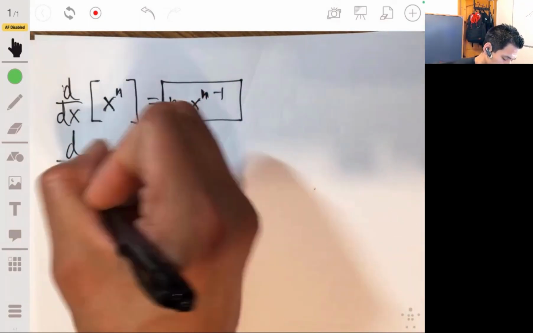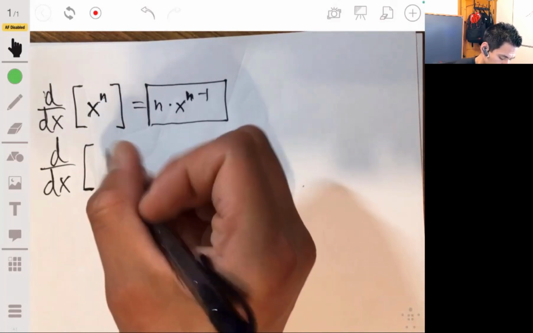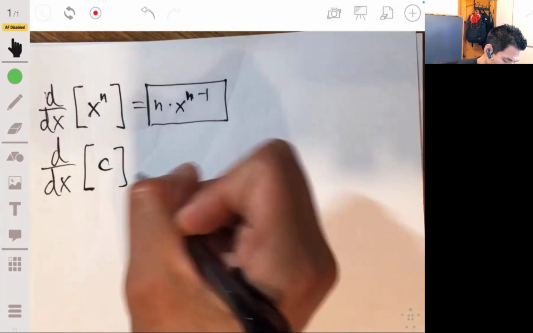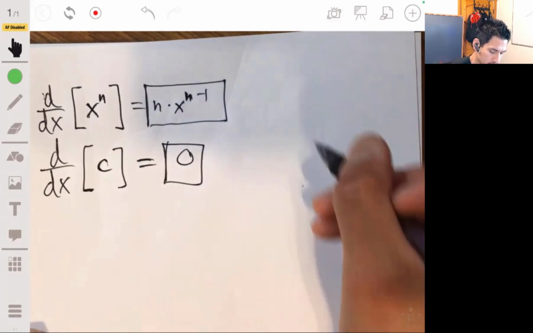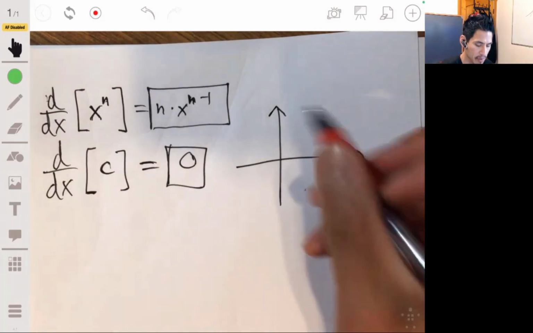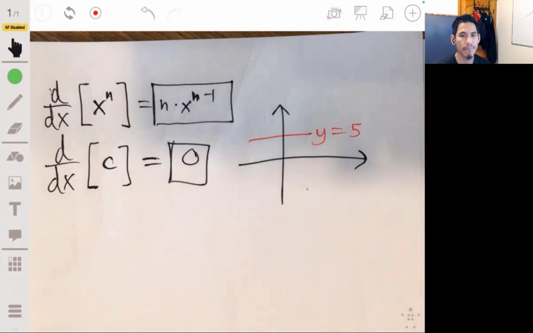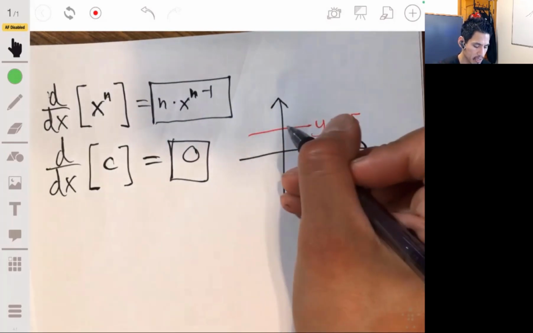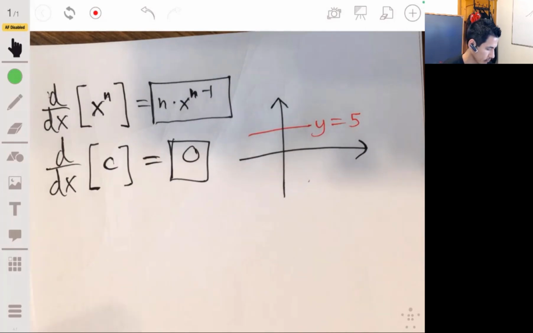Next, you have a constant function rule. So if you have a function that's just a number, we'll call it c, the derivative of that is just 0. Because think about it. If you have a function that's a constant, it's just going to be a horizontal line. Let's say your constant was like 5. And the slope of a horizontal line is just 0. So the derivative of any constant number is 0.